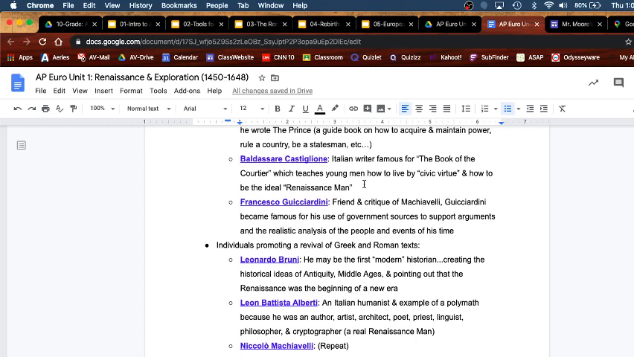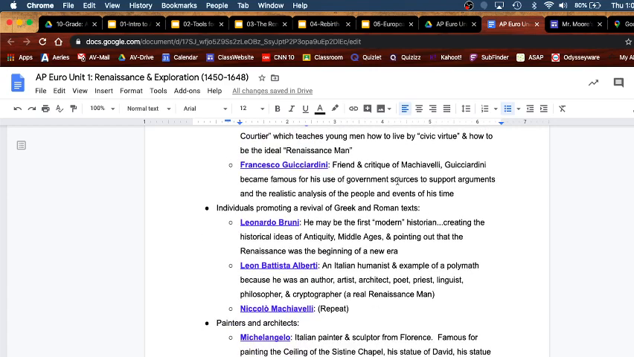Not virtue like this is morally right and wrong, and if you do this, you're going to go to hell. But civic virtue is more based on Roman ideals. So fortitude and ambition, right? It's not talking about what's right and wrong morally, like we do in Christian churches, but teaching people the ideals of Roman values. Okay. The next one right here is a friend and critic of Machiavelli.